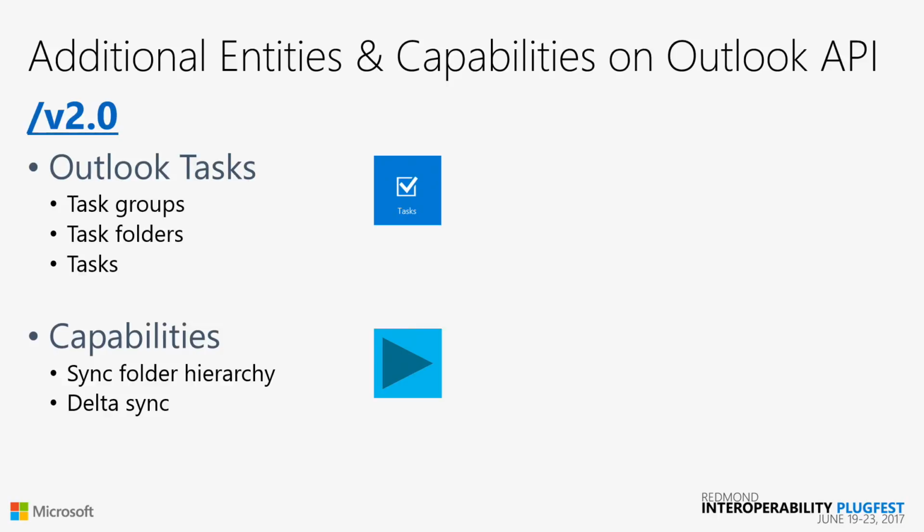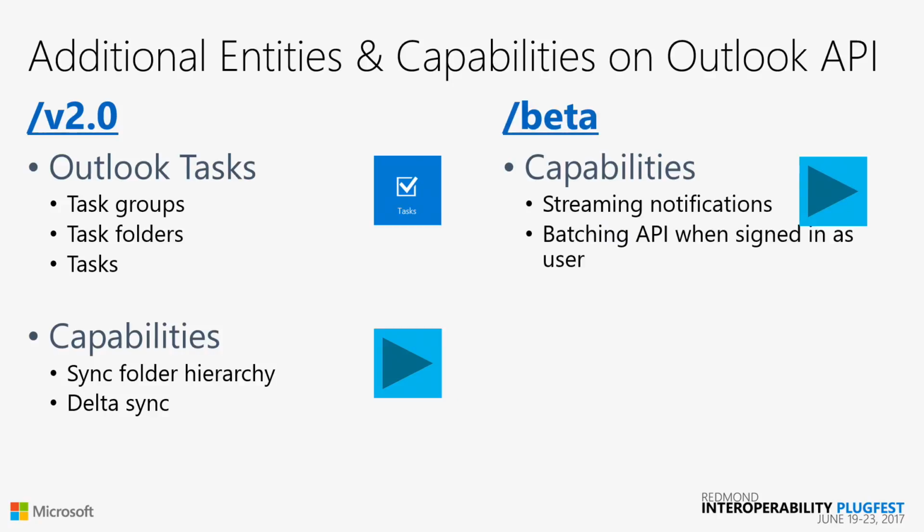Capabilities that have been exposed on v2.0: sync folder hierarchy. You can download the entire folder hierarchy and use the sync feature for it. Delta Sync. On the beta endpoint, you have the streaming notification and batching APIs when signed in as a user. So these are the few capabilities that we're exposing on the beta endpoint or our Outlook endpoints. They will soon get promoted to the Graph endpoint as well.